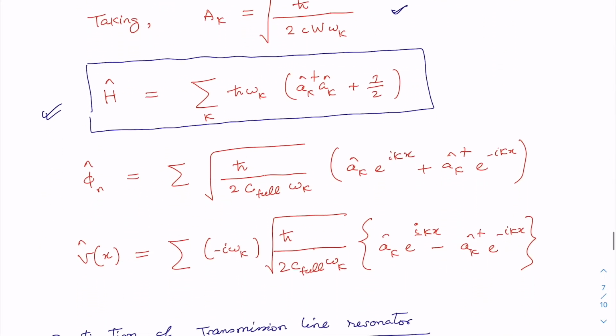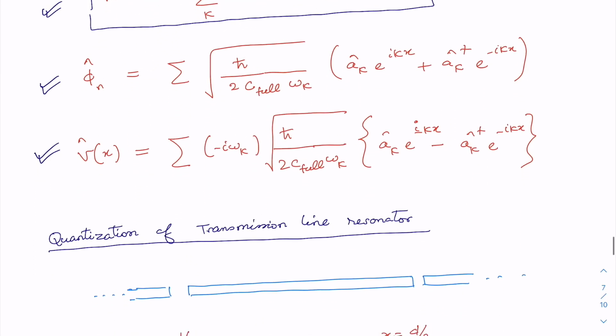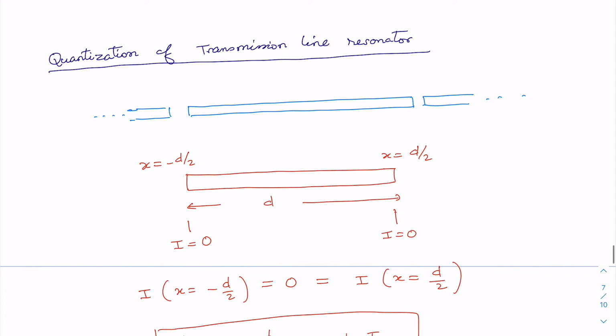And we then have this magnetic flux as well as the potential, or the voltage, which we can work out very easily as we discussed in the last class. Then we went on to discuss the quantization of the transmission line resonator. A transmission line resonator can be obtained from the infinite transmission line simply by cutting the infinite transmission line at 2 points. So then we will have a transmission line resonator.